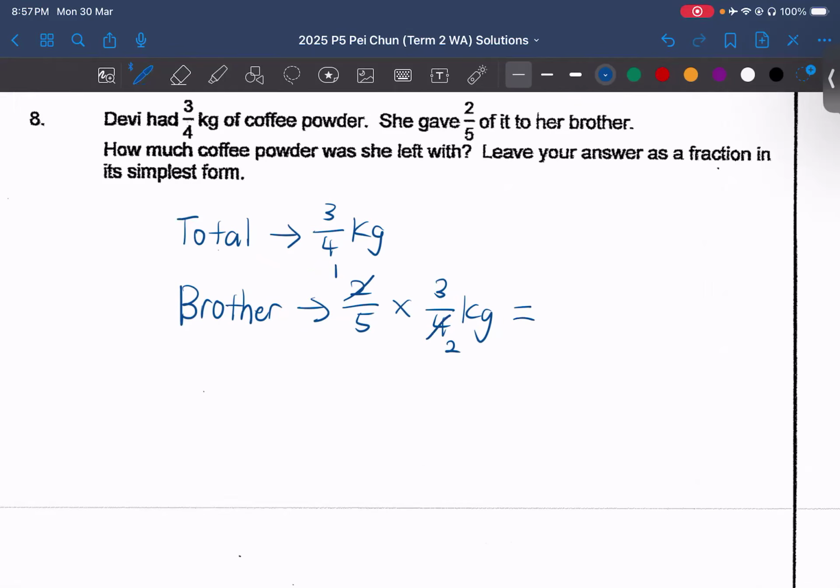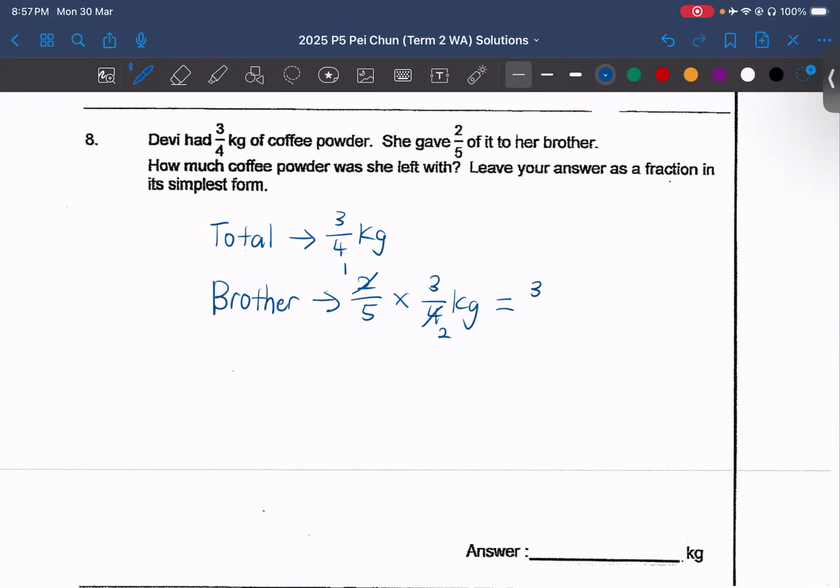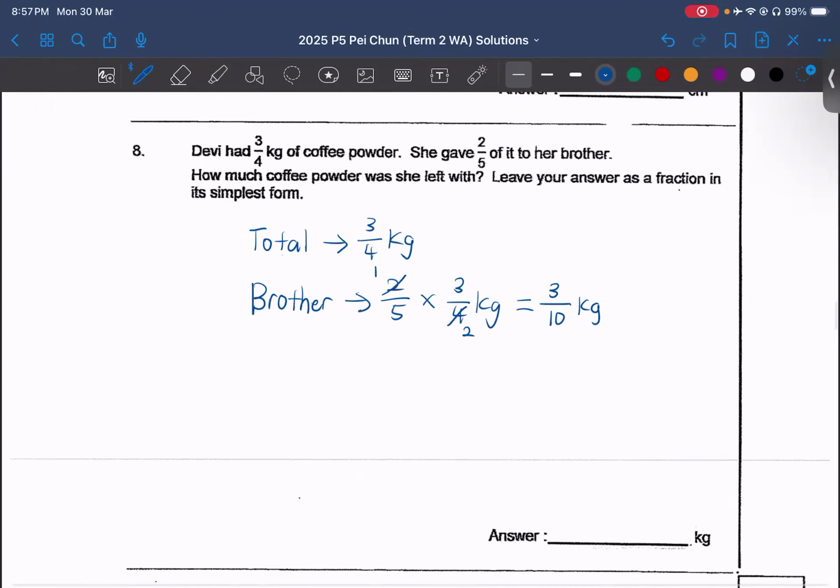So what we're left with is just a 1 times 3 over a 5 times 2. So 1 times 3 is 3 over 5 times 2, which is 10. So 3 over 10 kg. So this is how much the brother received. And then to find out how much coffee powder she was left with, what she's left with would be the total, which is 3/4 kg, subtract away how much the brother received, which is 3 over 10 kg.